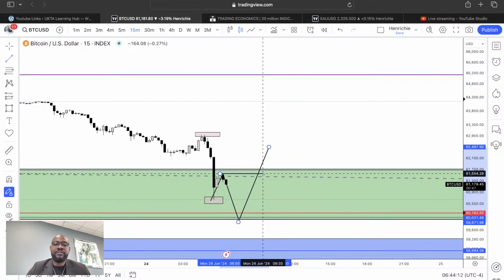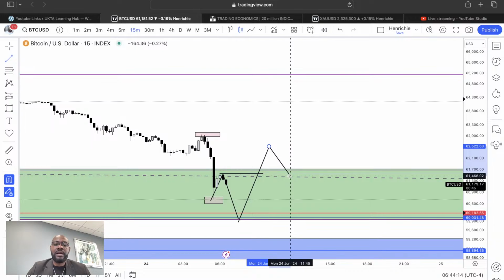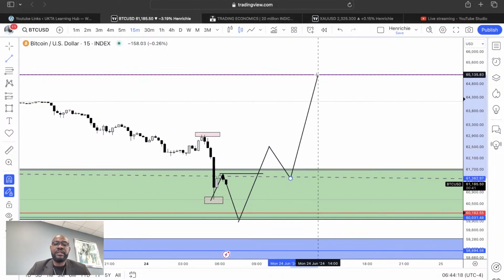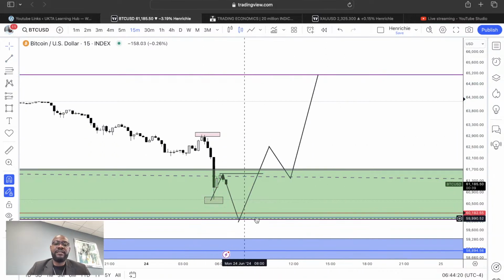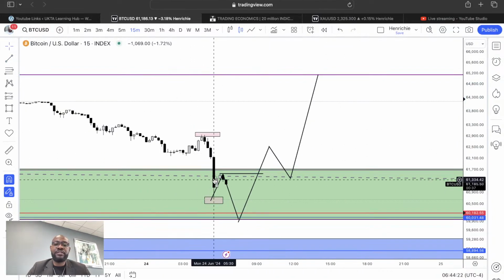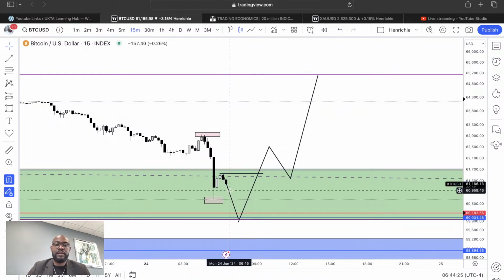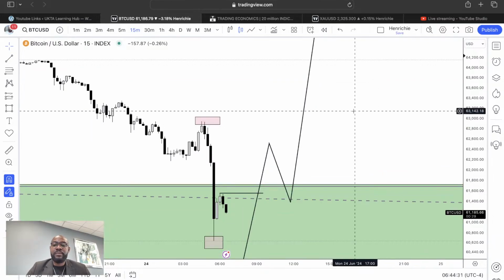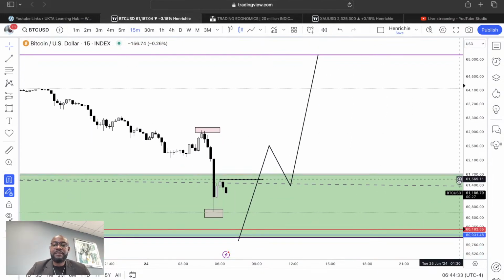The moment I see a shift in market structure like this, I'll wait for a retest to buy and then potentially continue to the upside. If I don't see this, I will not trade it. I'll just be on the sidelines. So that is my analysis for Bitcoin and what I'm anticipating to see in the marketplace.